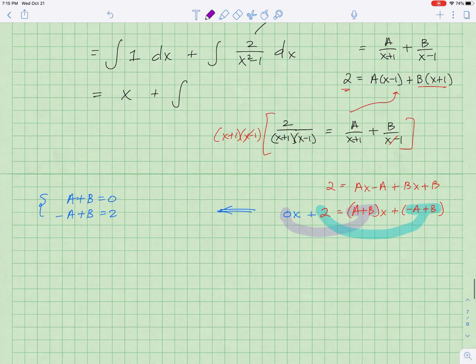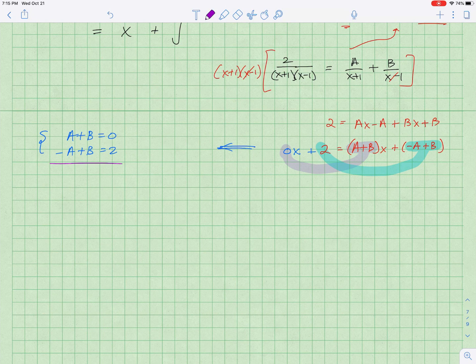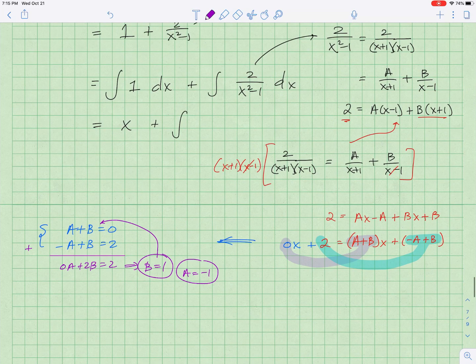And probably the easiest way to solve this one, you could use substitution. I'm going to use an old school technique called elimination, or the addition method. And if I add those two equations together, what I get is 0a plus 2b is equal to 2, in which case b is equal to 1. And if b is equal to 1, then a is equal to negative 1. And that tells me that the integral of 2 over x squared minus 1 is equal to negative 1 over x plus 1 plus 1 over x minus 1 dx using that decomposition.